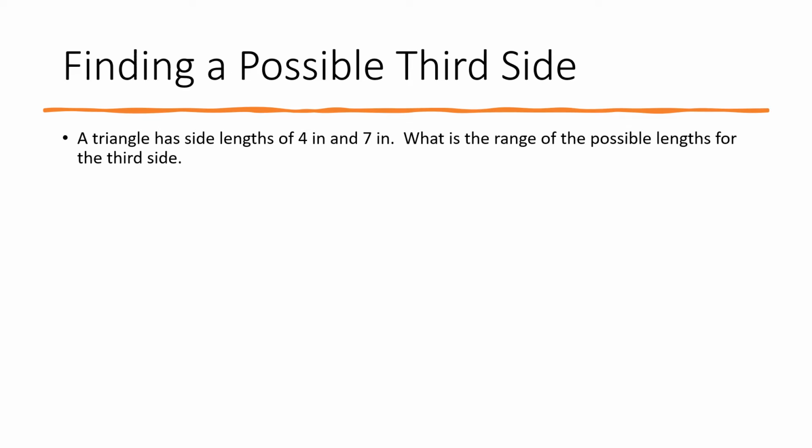4 could be my smallest side, and then 4 plus 7 has to be greater than the third side. So 4 plus 7 is 11. Okay. So if it has to be greater than the third side, that means that we have to have values that are less than 11.